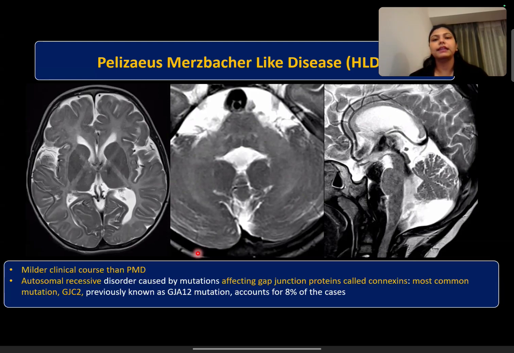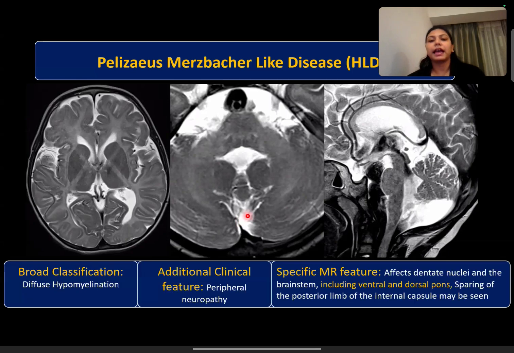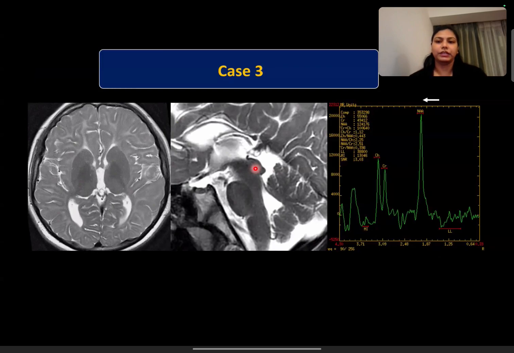And it is clinically much less severe than Pelizaeus-Merzbacher disease. The most common mutation associated with this, GJC2, affects the gap junction proteins rather than the primary myelin structure. In this case, another clinical feature which can be present is additional peripheral neuropathy, and on MR, in addition to diffuse hypomyelination, we see both ventral as well as dorsal brainstem involvement.